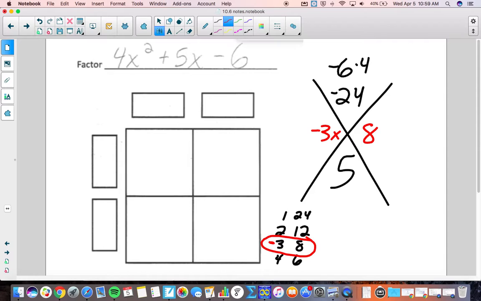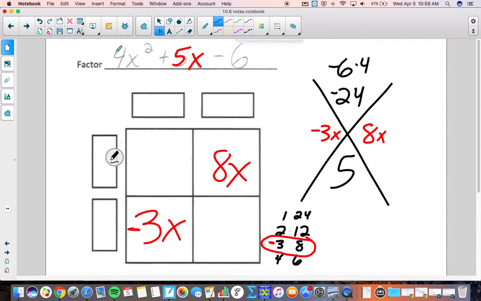So now remember, that replaces our 5x. Adding these together combines to 5x, which is equivalent to this. So I'm not going to write down 5x. Instead, I'm going to write down negative 3x and positive 8x. In our corners, we put the 4x squared and the negative 6.